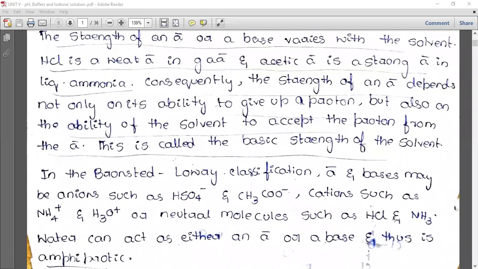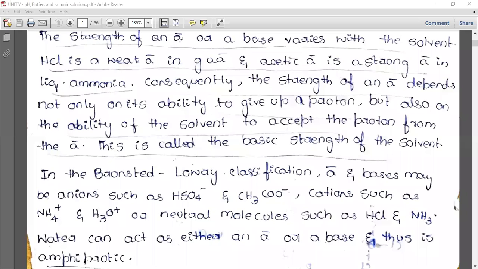Some examples, since we said the Bronsted-Lowry classification of acid or base can be charged or uncharged. Examples for both: anions such as HSO4 minus, CH3COO minus, cations such as NH4 plus, CH3O plus, or neutral molecules such as HCl or NH3. All these are examples of acid and base according to the Bronsted and Lowry theory.